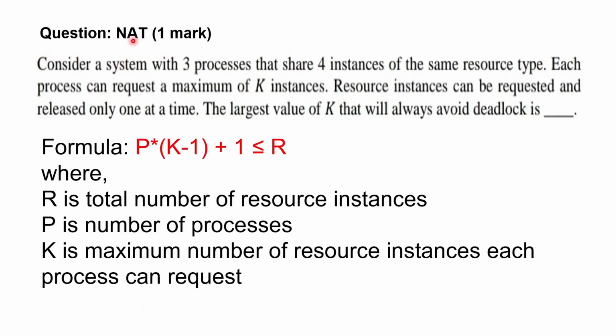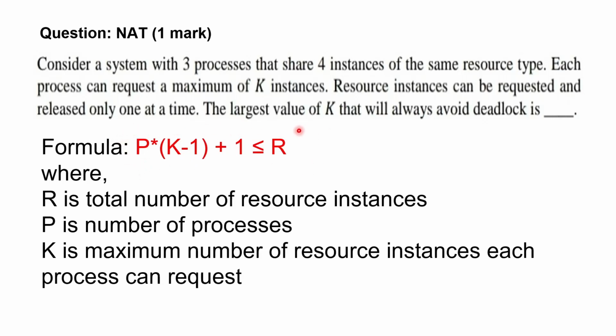The below question was asked as a numerical answer type question for 1 mark. The question is as follows. Consider a system with 3 processes that share 4 instances of the same resource type. Each process can request a maximum of k instances. The resource instances can be requested and released only one at a time. We have to find the largest value of this k such that it will always avoid deadlock. We can use this simple formula and arrive at the result within seconds.